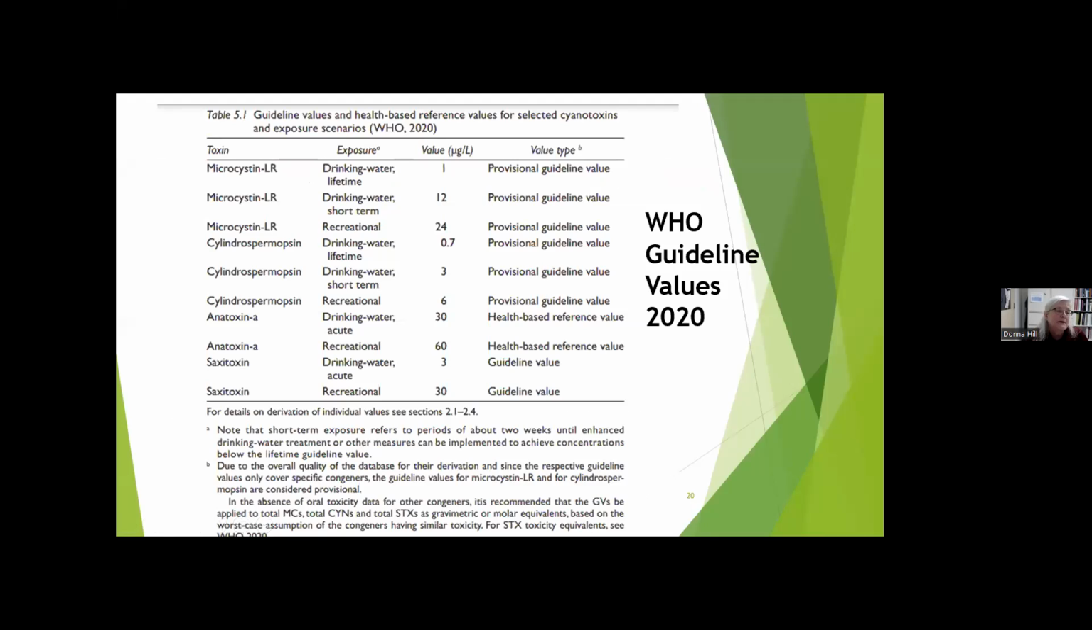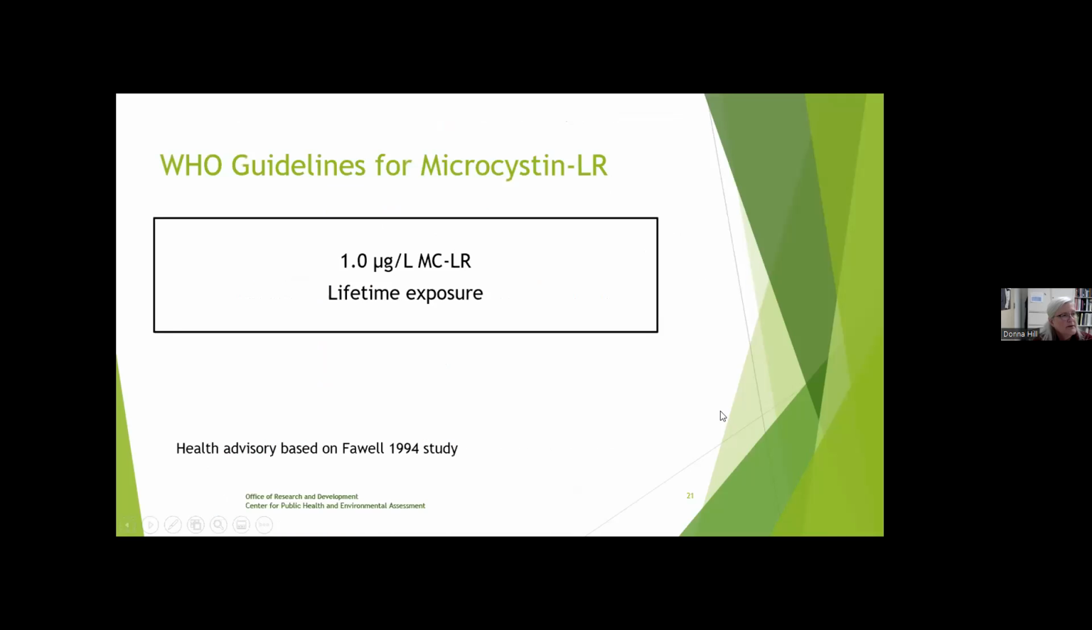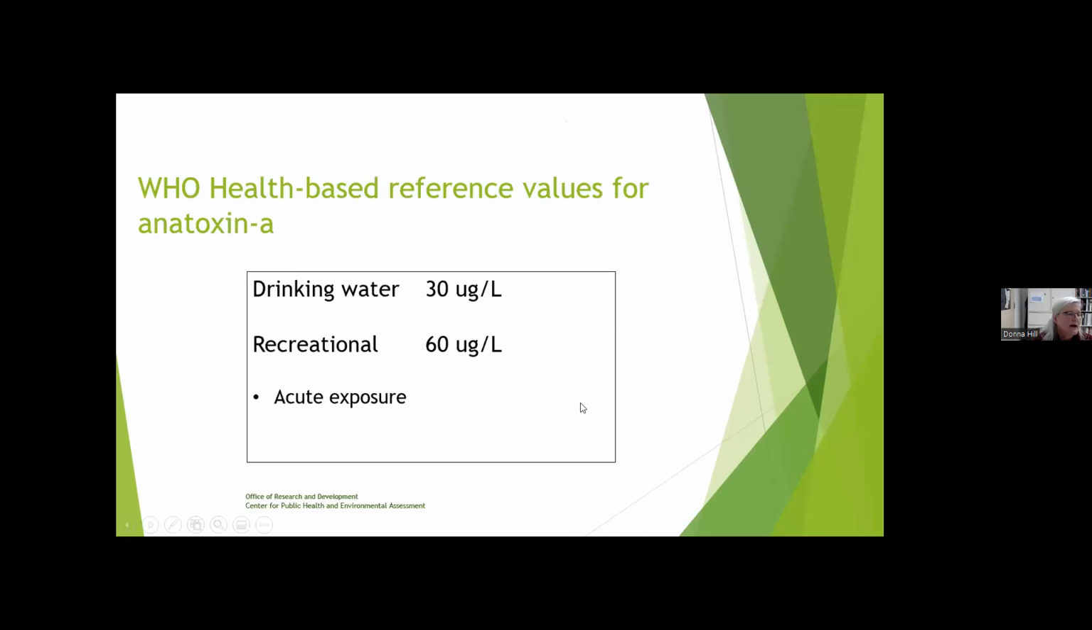The most recent WHO guidelines came out in 2020, and they have recreational and drinking water values for the 4 toxins. Some are acute, some of them are lifetime. But they have that for saxitoxin, anatoxin, cylindrospermopsin, and microcystin LR. And the WHO lifetime exposure of microcystin LR is 1 microgram per liter. And for anatoxin A in drinking water, it's 30 micrograms per liter for an acute exposure and double that for recreational.